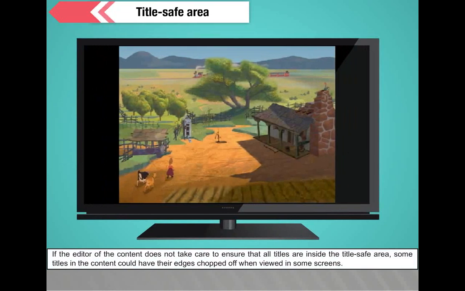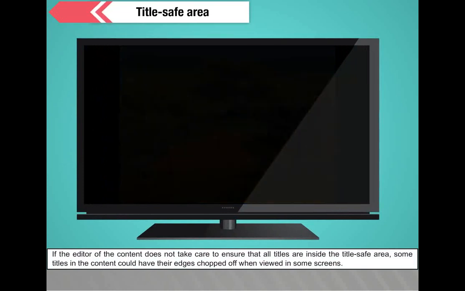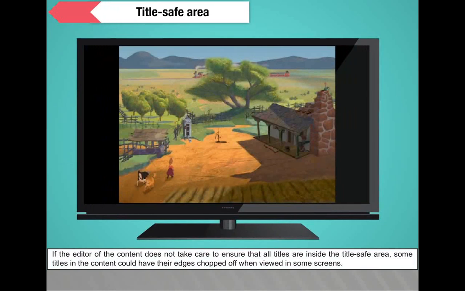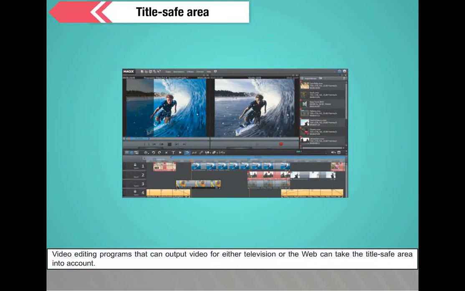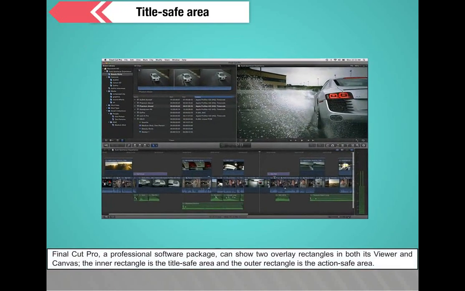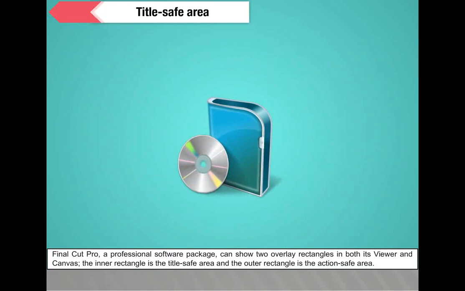If the editor of the content does not take care to ensure that all titles are inside the title safe area, some titles in the content could have their edges chopped off when viewed on some screens. Video editing programs that can output video for either television or the web can take the title safe area into account. Final Cut Pro, a professional software package, can show two overlay rectangles in both its viewer and canvas. The inner rectangle is the title safe area and the outer rectangle is the action safe area.